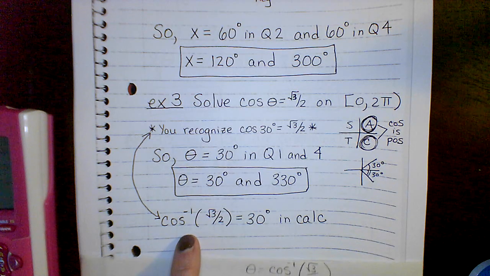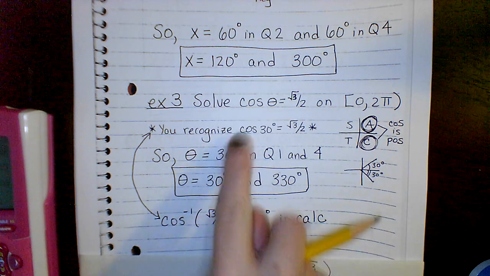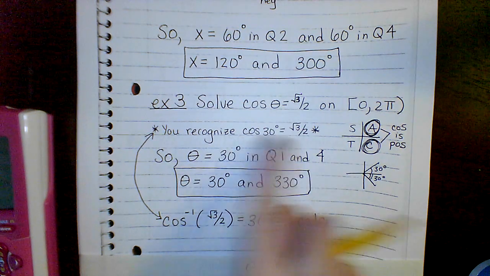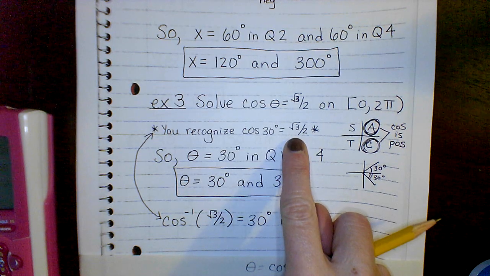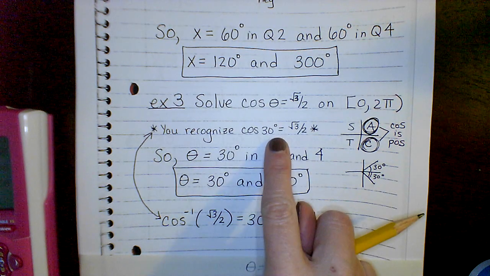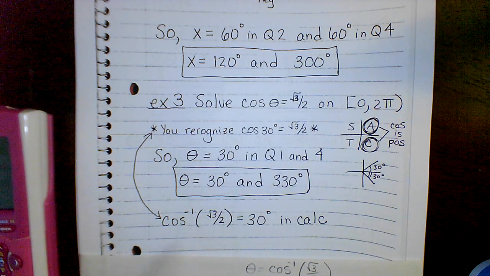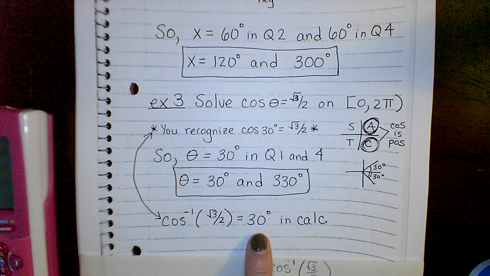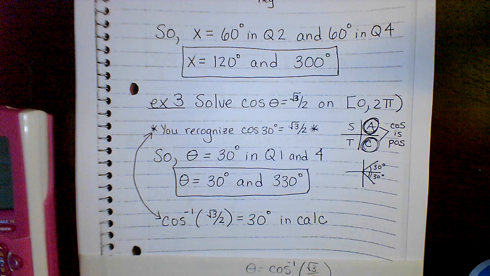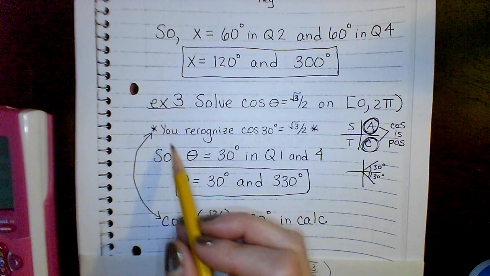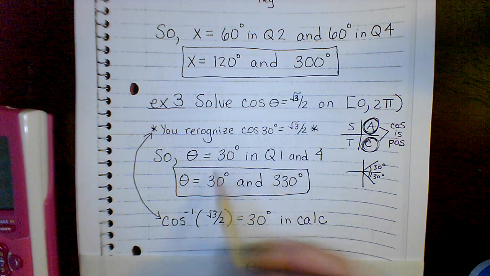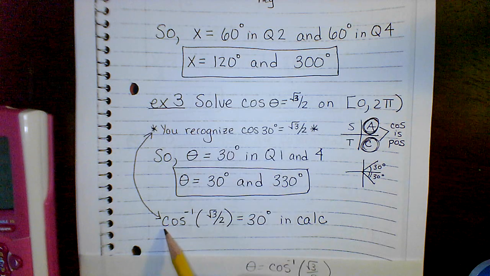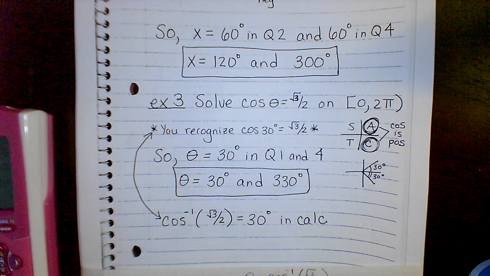If you don't recognize this yet, if these have not quite stuck in your head just yet, well, the cosine of 30 degrees being root 3 over 2, you can find this by doing the inverse cosine of root 3 over 2 to get that 30 degrees in the calculator. So these are kind of your two scenarios. If you recognize it, you move forward. Awesome. If you don't recognize it, it's okay. You're not just out of luck here.